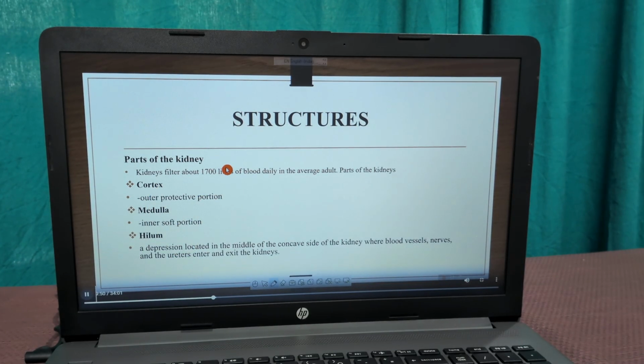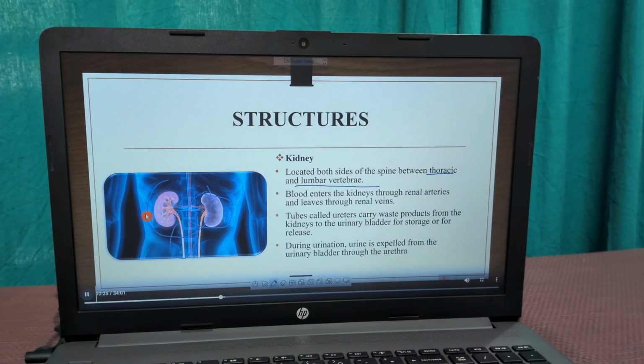Now talking about the parts of the kidneys. Kidneys filter about 1700 liters of blood daily in the average adult. The major parts of the kidney are the cortex, medulla and hilum. The cortex is the outer protective portion of the kidney. The medulla is the medial inner soft portion, and the hilum is the depression located in the middle of the concave side of the kidney, where blood vessels, nerves and ureters enter and exit the kidney.